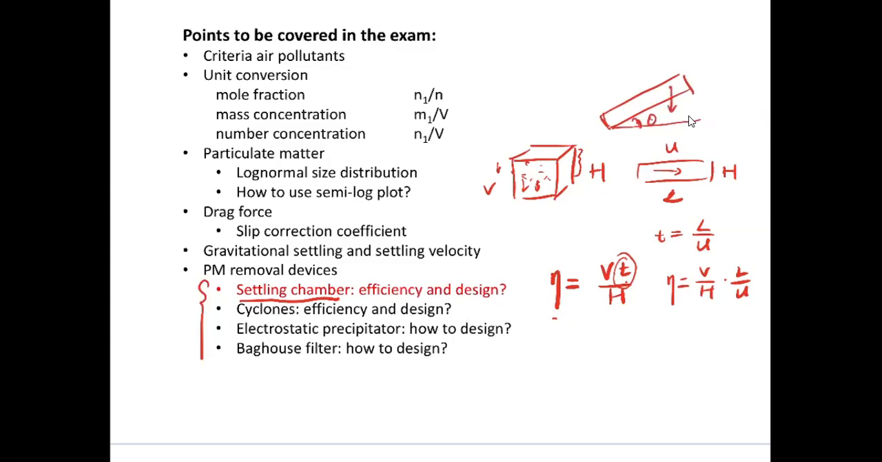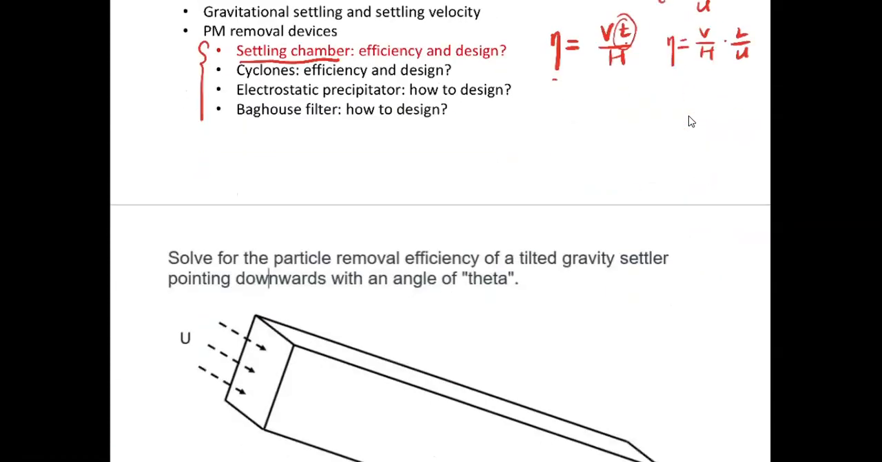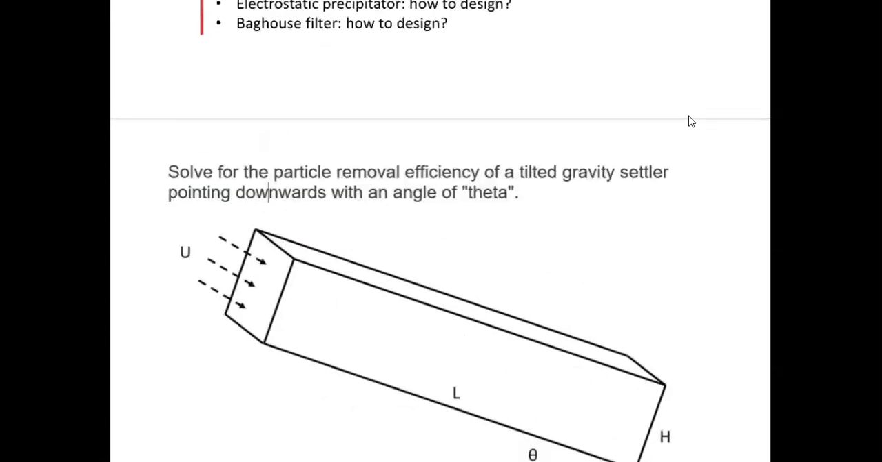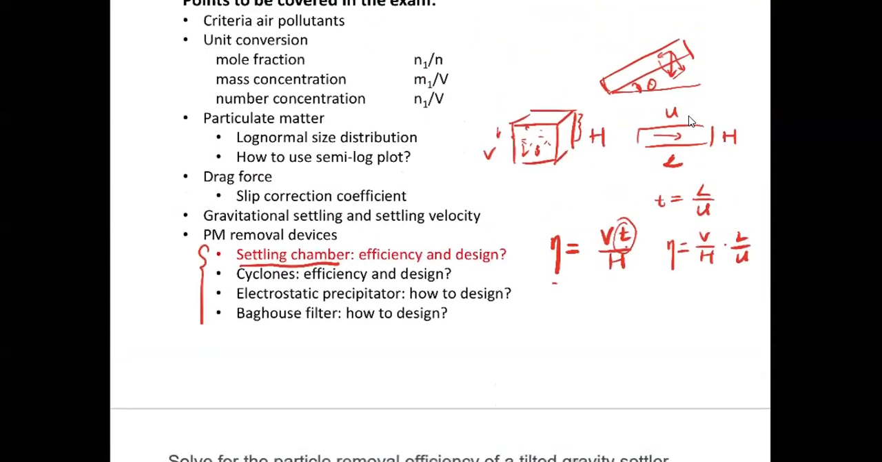We'll separate the gravity into two directions and then consider the situation there. In our homework problem, I got quite a few questions about this final answer. We mentioned in class that if the tilted duct is facing up, it's quite difficult to predict the result in terms of the particle collection efficiency or particle removal efficiency.